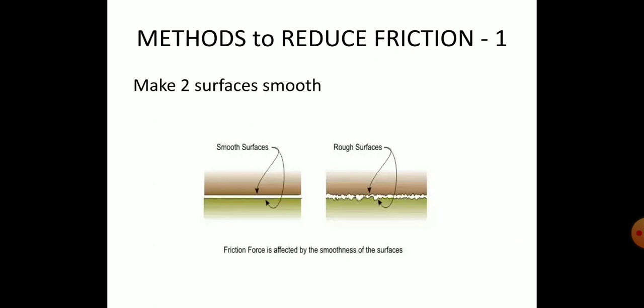See, in the example we have shown in the picture, I have two situations. One situation is having a smooth surface. The second situation is having a rough surface. So the rough surface has to be smoothened. Then the friction will be reduced.